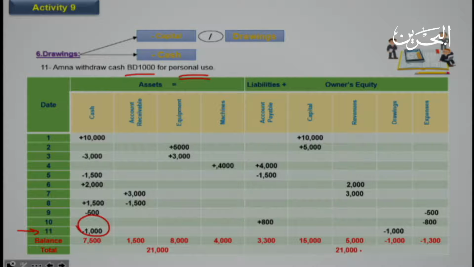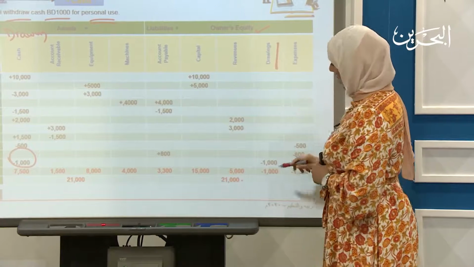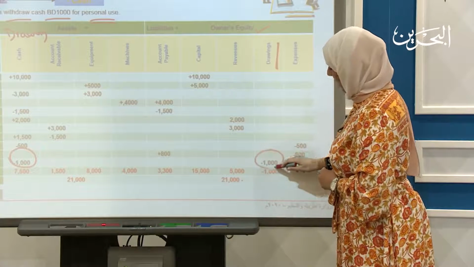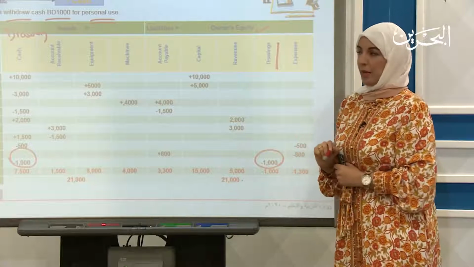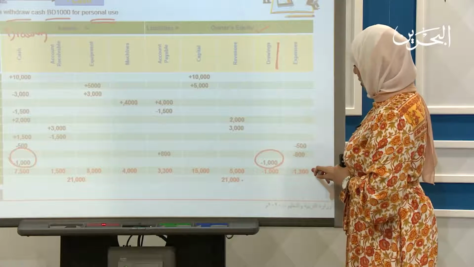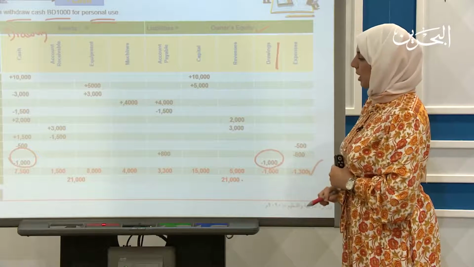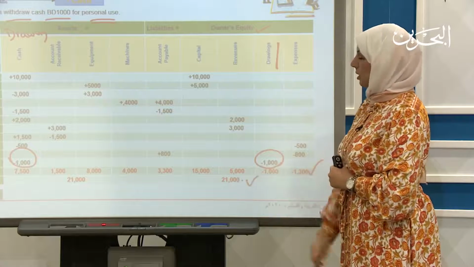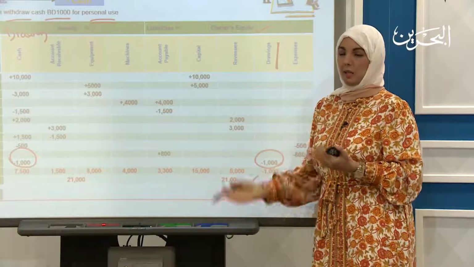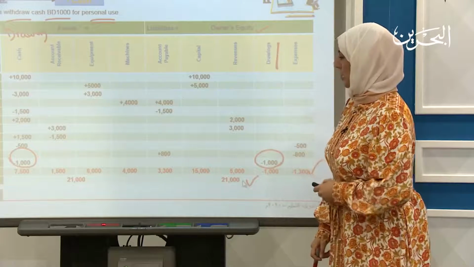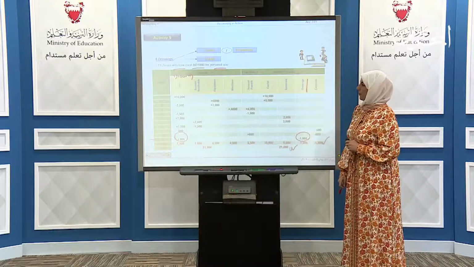And then I know the withdrawal, or the drawing, is an example under the owner equity. So coming to the section of owner equity, under the drawing, I will increase it by 1,000. And finally, as I know, I should find the balance of each account and keep my equation equal, the asset side with the total of liability and owner equity.